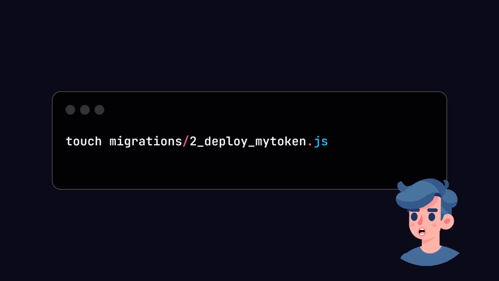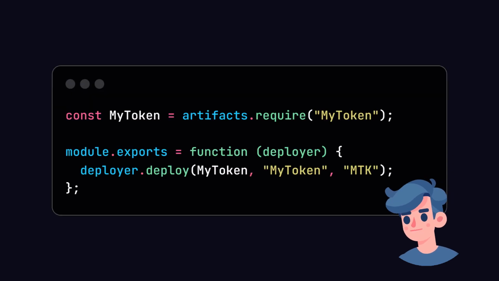Now let's add the configuration for deploying our contract. We need to create a migration file inside the migrations directory. Create a new file called to_deploy_mytoken.js. Now, within this migration file, we will write the deployment script. This is what the migration file should look like.